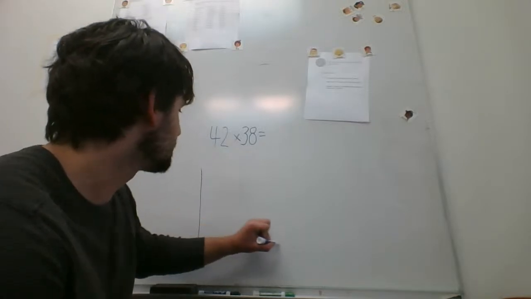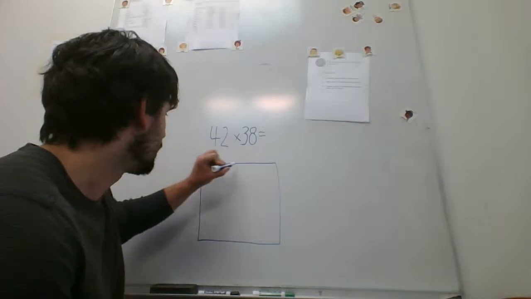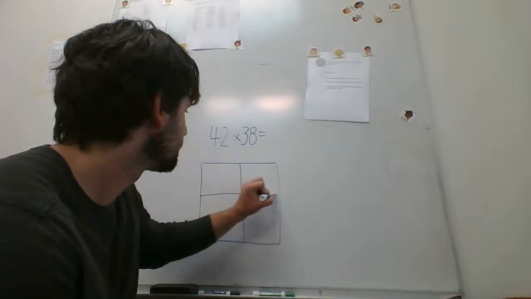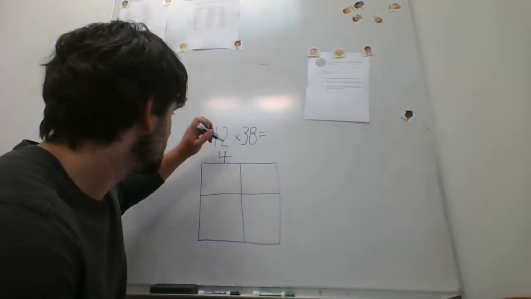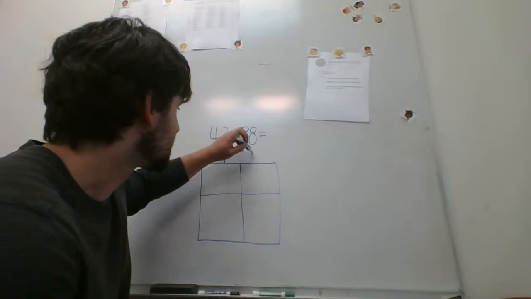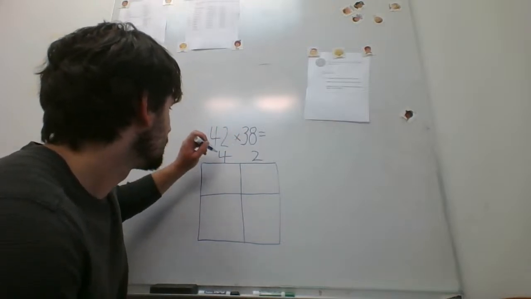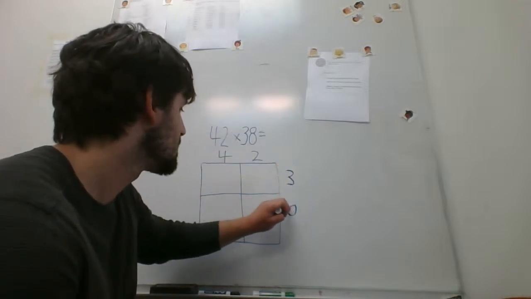So for the LATTICE method, start out by making a square, and we want room for 2 digits on the top and 2 digits on the side, not on the bottom. So we have the 4 and the 2 for 42, and then we have the 3 and the 8 for 38.